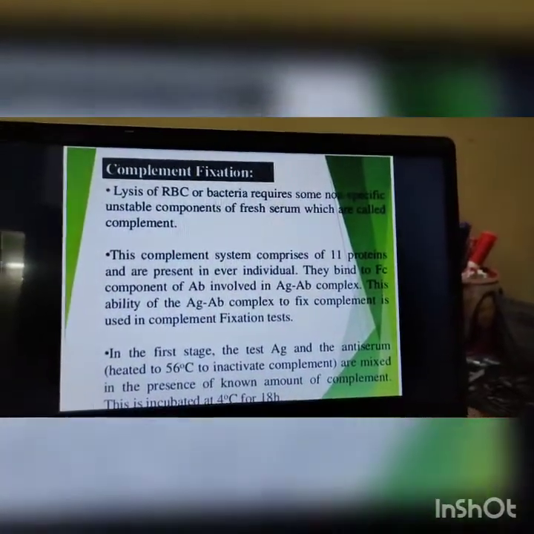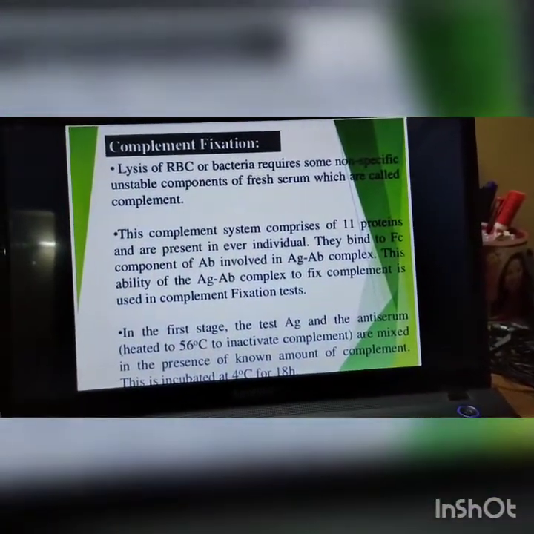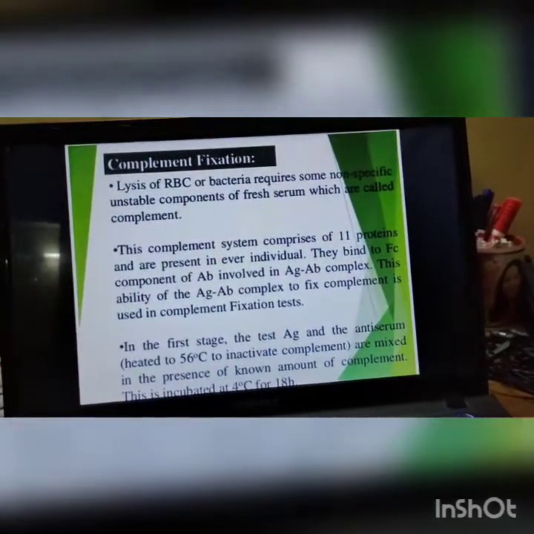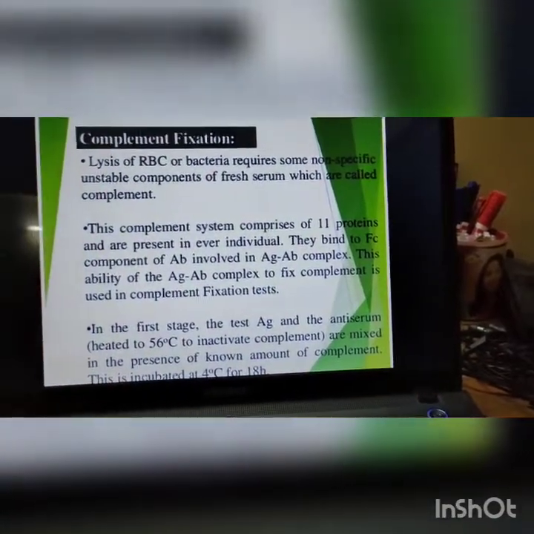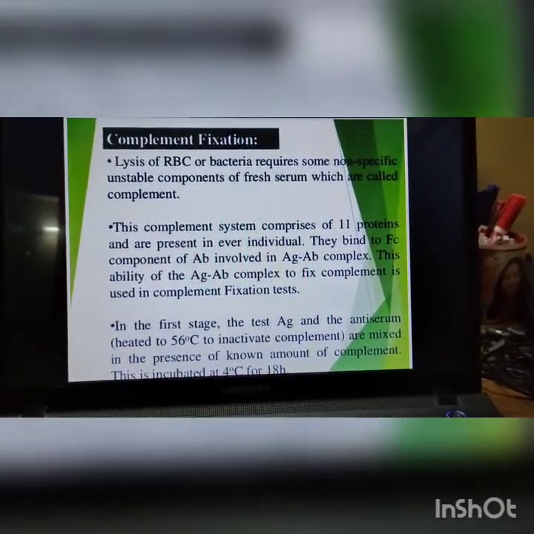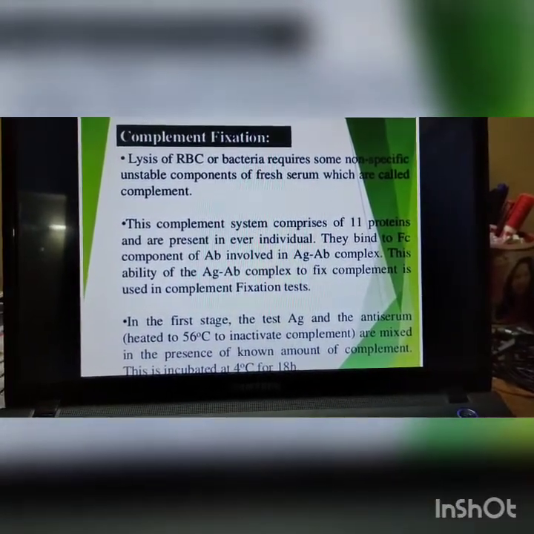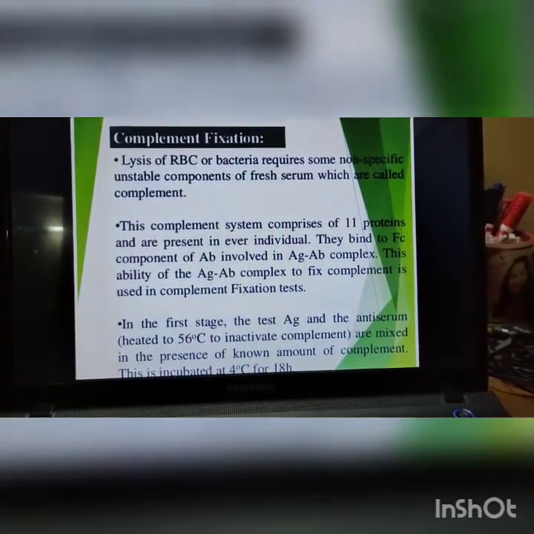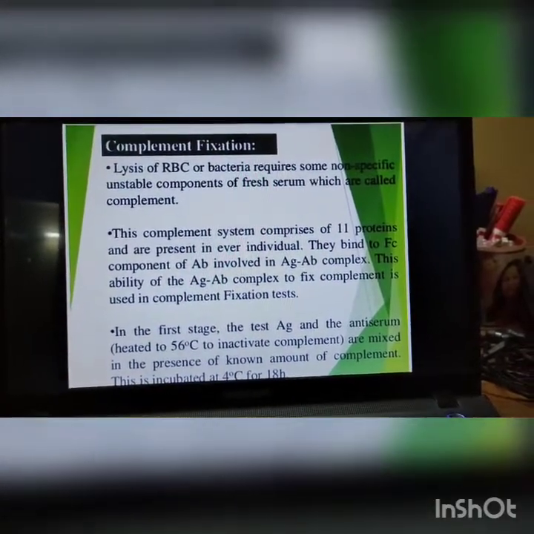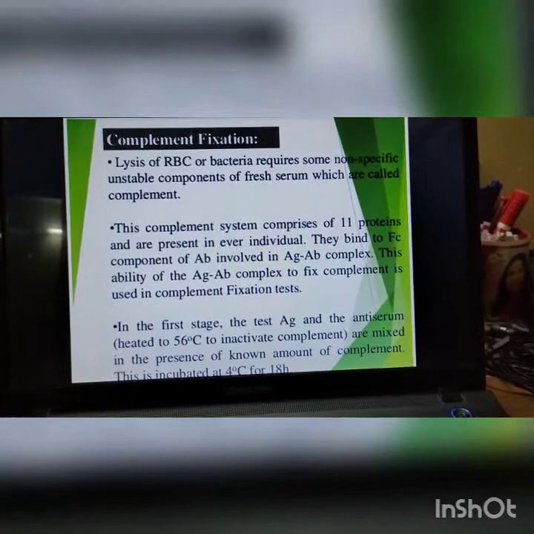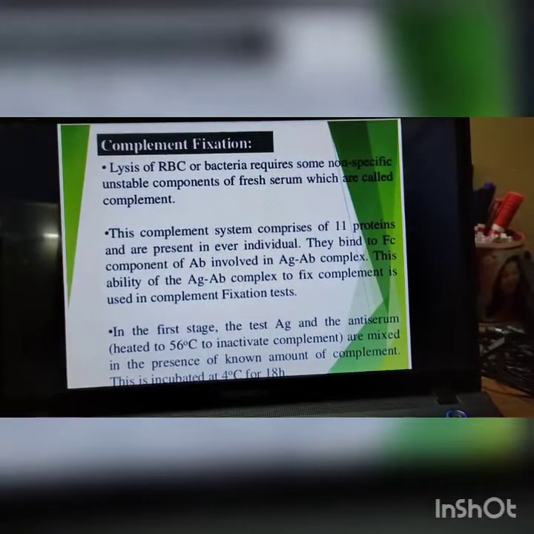Lysis of RBCs or bacteria requires some non-specific, unstable component in fresh serum, which is called complement. Complement proteins are special proteins responsible for the antigen-antibody reaction. The complement system comprises about 11 proteins that are present in every individual. They bind to the Fc component, the fragment crystallizable component of the antibody, which is involved in the antigen-antibody complex. This ability of the antigen-antibody complex to fix complement is used in the complement fixation test.